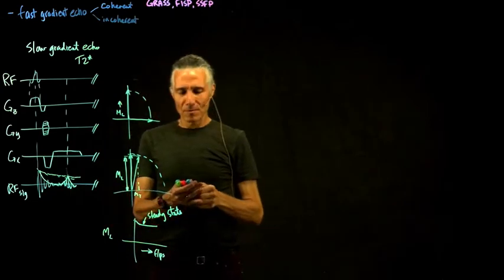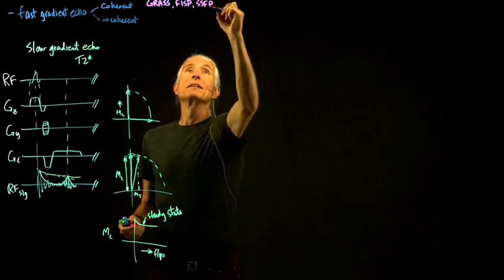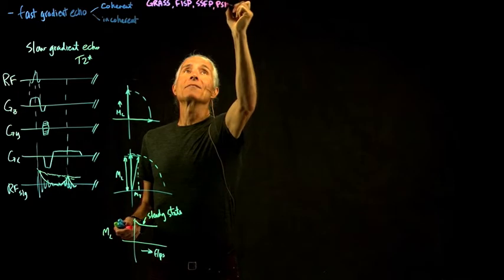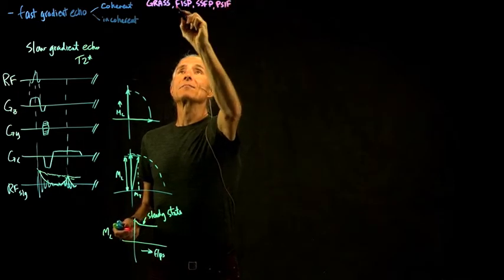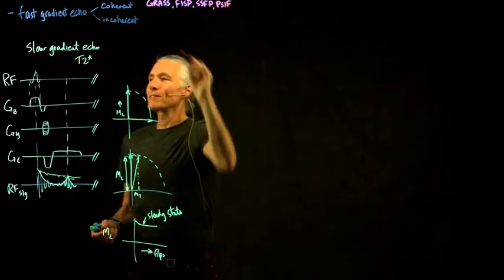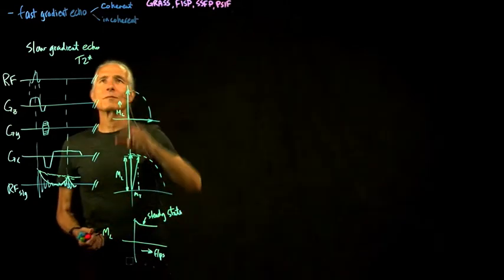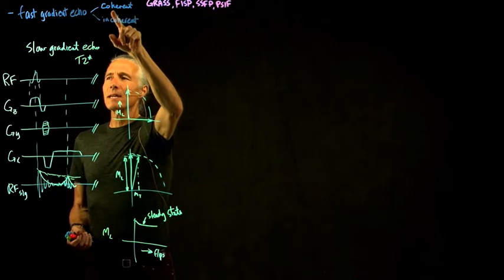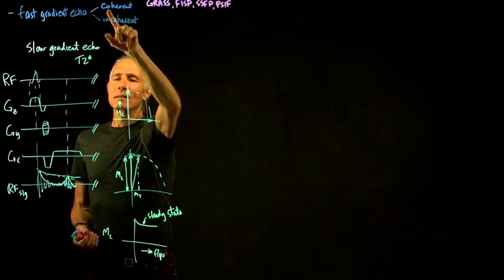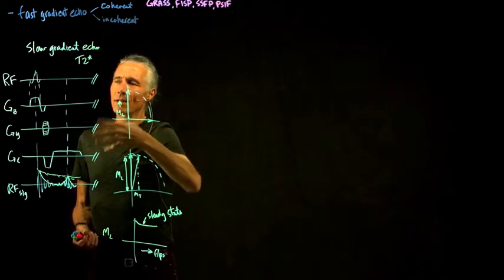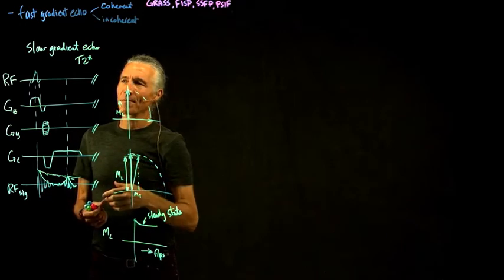Then there's another one that is like PSIF, which is this one spelled backwards. I don't know what that one means. But those are all ones in which you, kind of like spin echo, you attempt to recover your existing transverse magnetization.